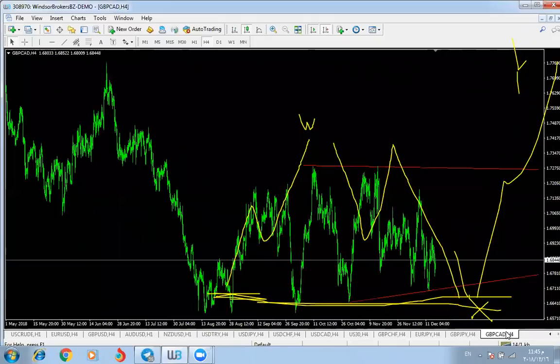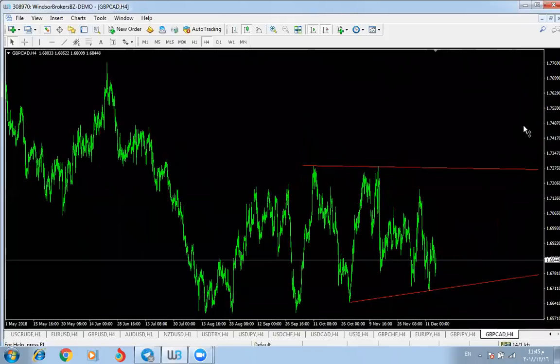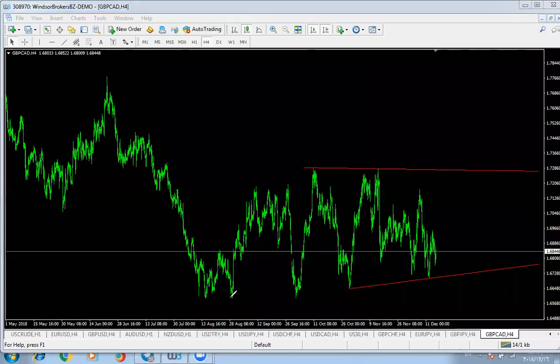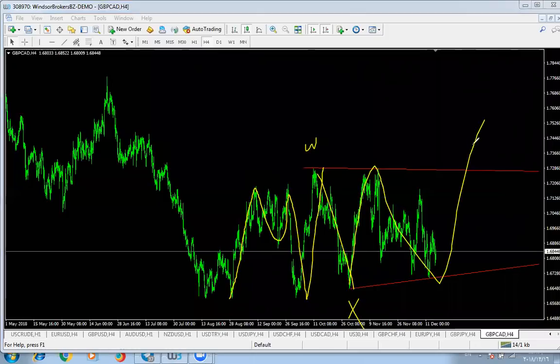Let me move to pound CAD. Pound CAD actually is making a very nice complex corrective structure. It is very nice, showing the beauty of the analysis right there. We have A, B, C, which is W. This is X. This is A, B, C. So we are bullish for the pound CAD, to exceed to the area exceeding this high. WX, we should see Y at this area.